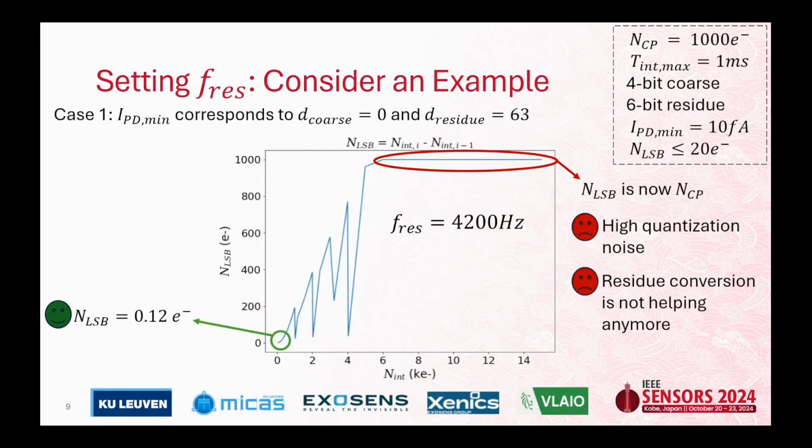So a first case, for example, if you put that FRES at a low value, say around 4.2 kilohertz, and let's assume that we have a sample system with those specifications on the corner, we can compute basically the LSB and the integrated number of electrons based on the previous equation, and we'll be having something like this on the graph. What's good is that we have a very small LSB, meaning we will be having a good dynamic range, but the problem is that at the middle and high input values, we have an LSB that is almost equal to our charge packet. It's assumed that we're not using the residue conversion anymore, right?